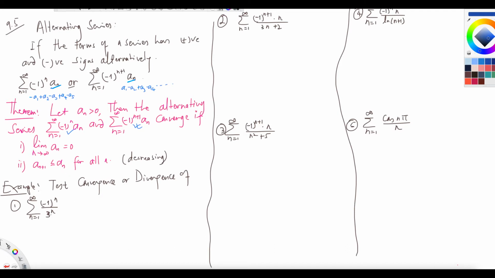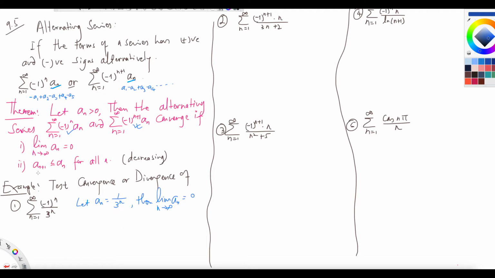You see that here this series has negative 1 to the n times 1 over 3 to the n. You can write a sub n equals 1 over 3 to the n. So this is positive, right? What is the limit of a_n as n tends to infinity? That is 0, because when n tends to infinity, that becomes 1 over infinity, which is 0. The first condition is satisfied.